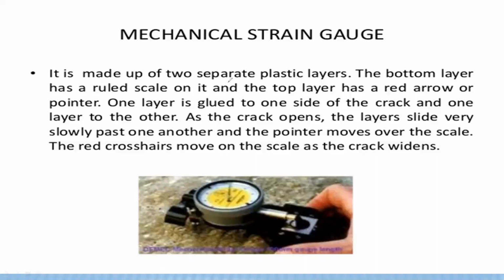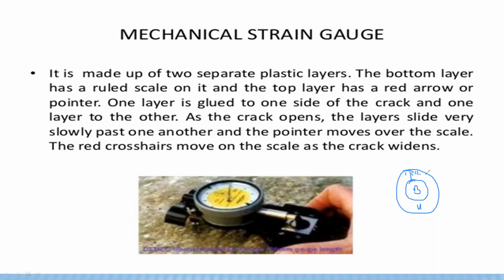So it is made up of two separate plastic layers. In this mechanical strain gauge, there are two separate plastic layers. The bottom layer has a ruled scale. You can see it is the bottom layer, and this is the upper layer. The bottom layer has a ruled scale.